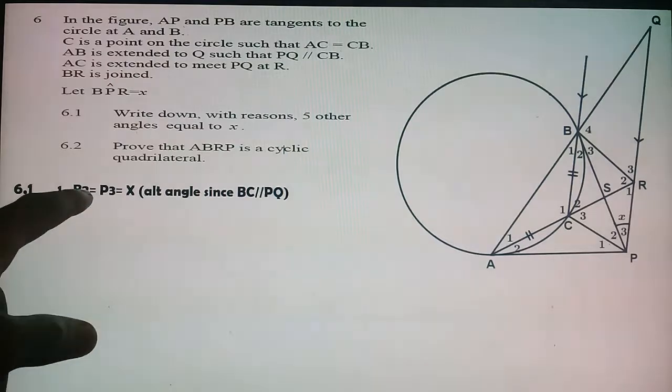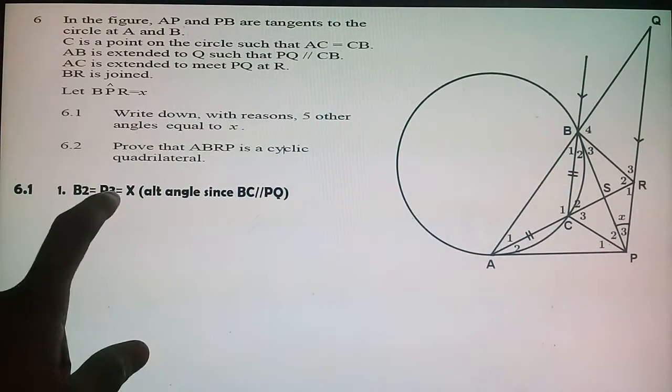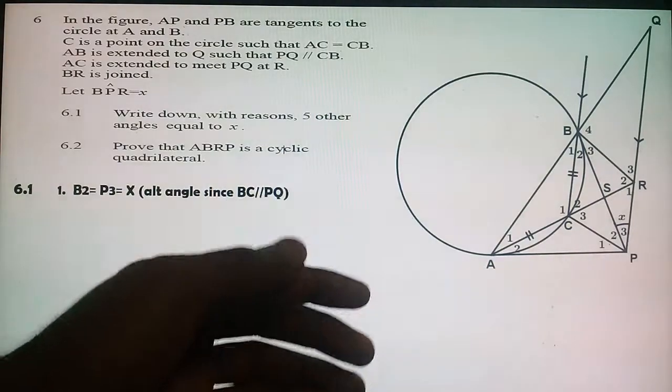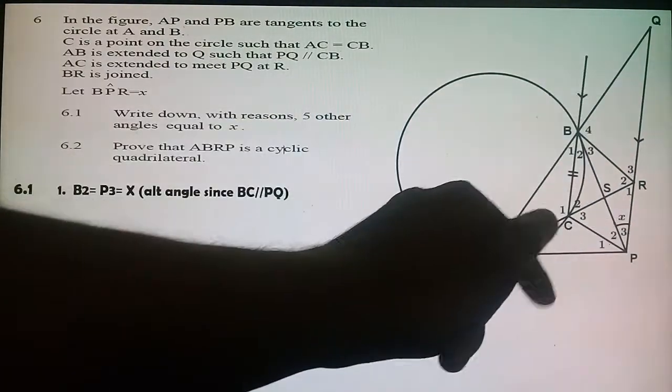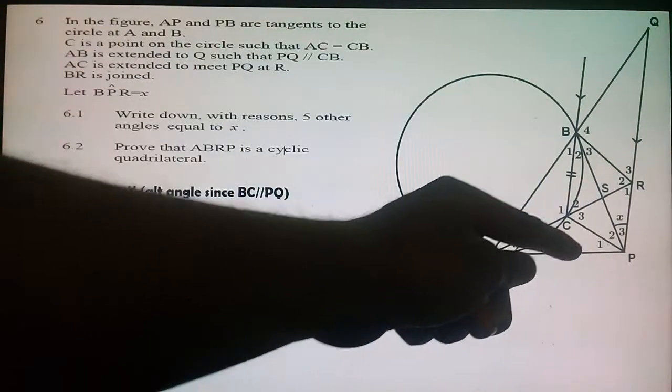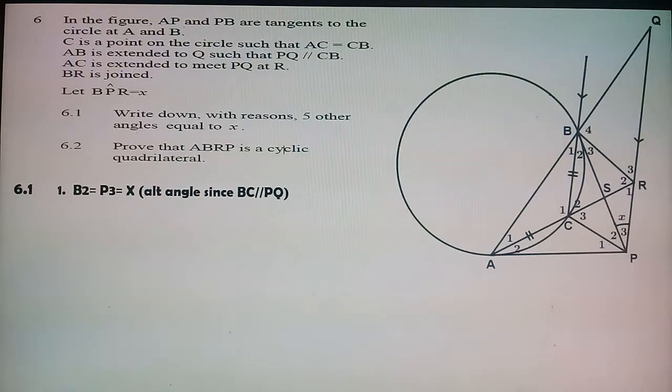We know that our P2 equal to what? P3 and equal to X. The reason for that, alternate angles, since we are told that BC is parallel to PQ. Wow, how nice. Let's find another one now.